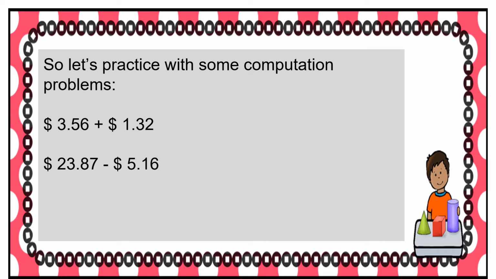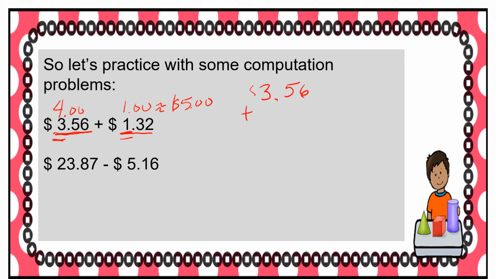All right, so the first question we have is $3.56 and $1.32. But before I begin, I'm going to do a little estimating to make sure that my actual answer is reasonable. If I look at $3.56, if I estimate to the largest place value, that's going to be about $4. And $1.32, if I round to the largest place value, that's about $1. So my answer should be close to $5.